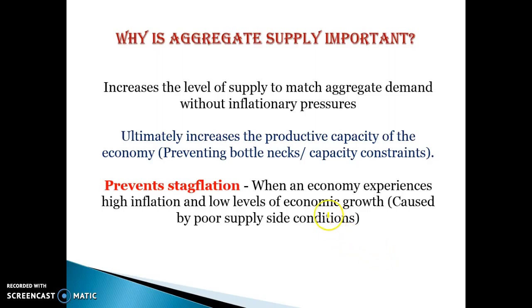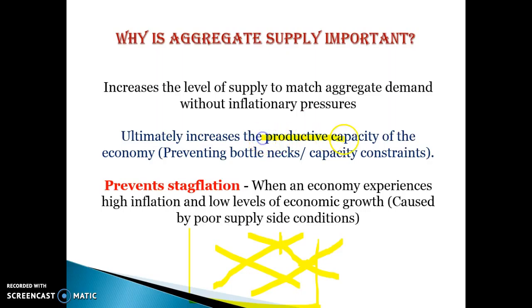So why is aggregate supply important? Well, it increases the level of supply to match aggregate demand without inflationary pressures. So if I was to draw a little graph here, with demand and supply, I know it's not a normal supply diagram, just a micro one, but if demand was to shift to the right, we know that we're going to have higher prices. But if we can push supply to the right as well, we can keep prices the same and boost our real GDP, which is always the x-axis, without having significantly higher prices. So boosting our long-term real GDP is important and is only achievable if we're able to meet extra aggregate demand with extra aggregate supply.